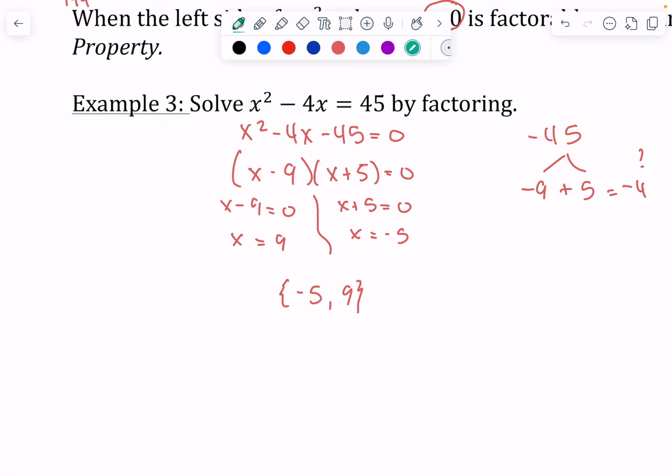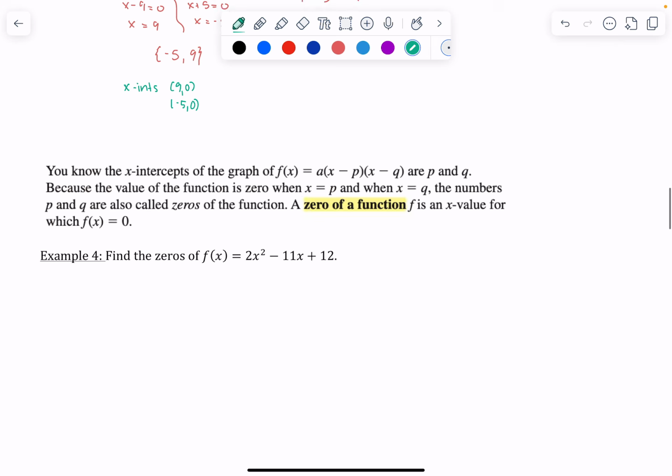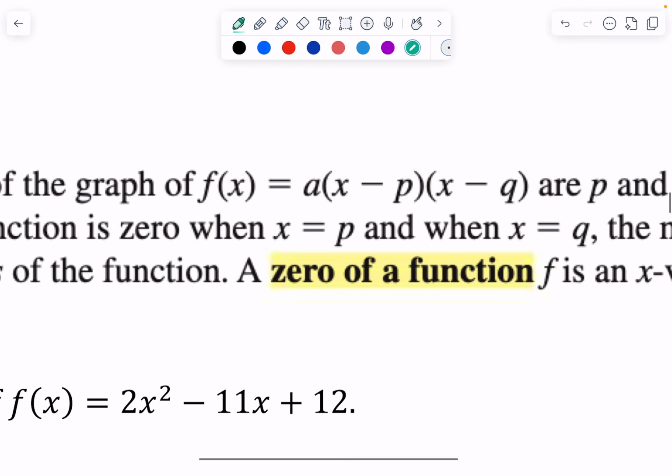Now, if we were to graph this equation, what would the x-intercepts be? The x-intercepts would be (9, 0) and (negative 5, 0). Okay, just to connect it to what we did earlier. Very good. Moving on. We know that the x-intercepts of the graph of f of x equals a times x minus p times x minus q are p and q. What form is this? This is intercept form.